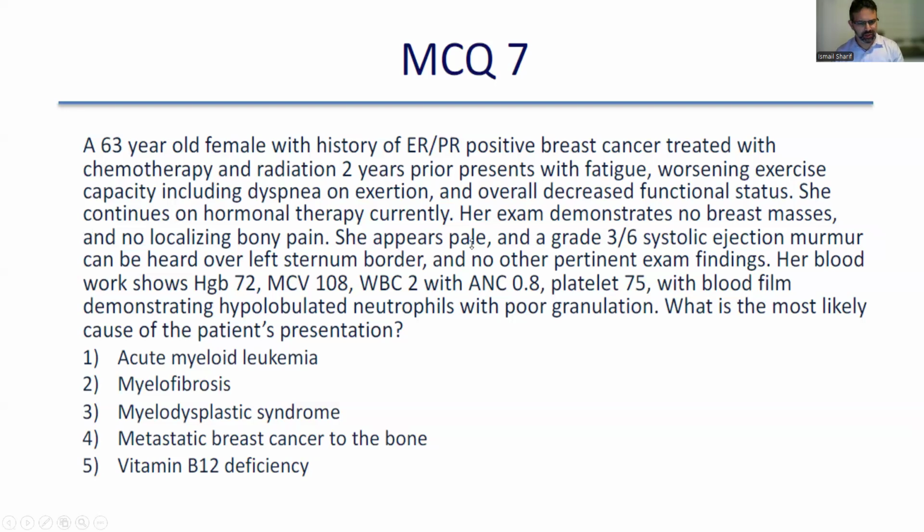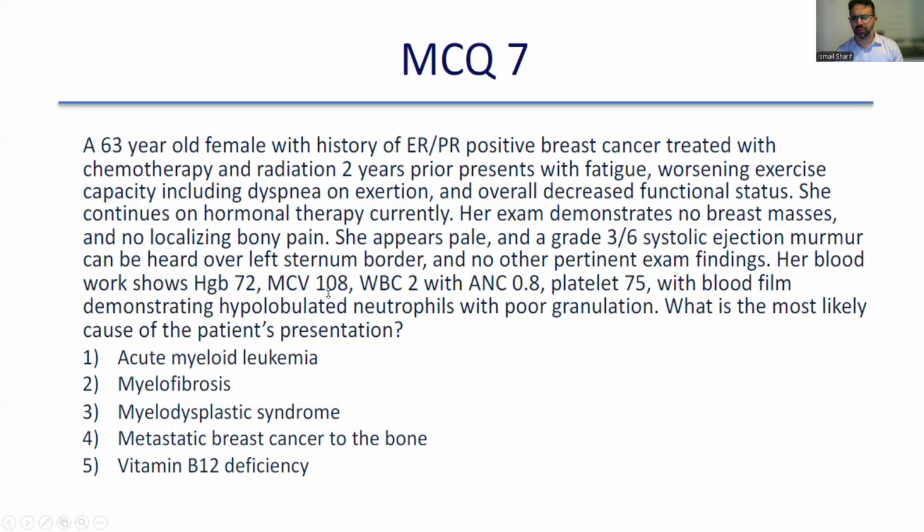Looks pale. Okay, that gives me an idea, maybe they have anemia. Grade 3 to 6 systolic ejection murmur. Well, anemia can cause a flow systolic murmur. It can be heard over the left sternum, with no other pertinent exam findings. Her blood shows, oh look, hemoglobin is very low.